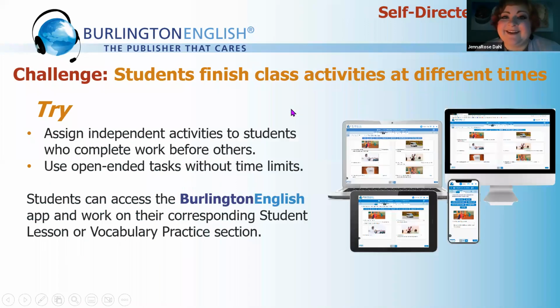All right. Another challenge that comes up a lot of the time is that you have students finish the class activities at different times. So you hand out a worksheet and you have 5 students who say, teacher, I'm done. And then you've got 15 students who are still working through the first portion. So that can be really tricky.